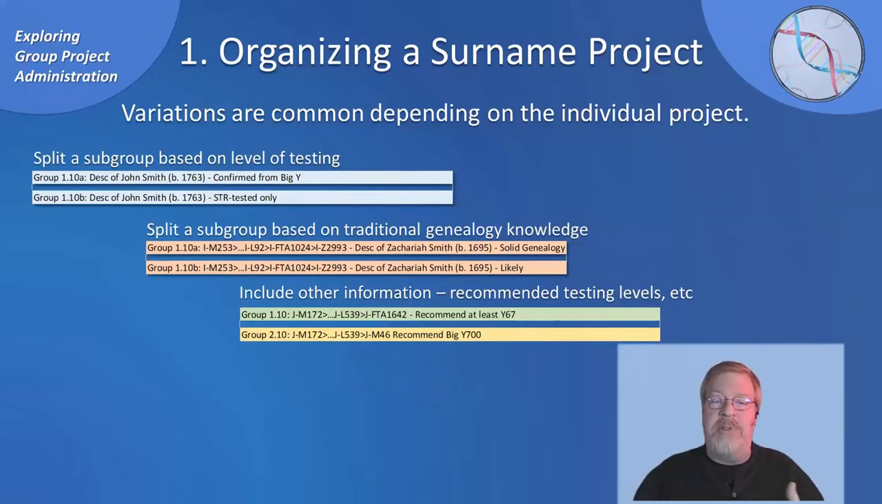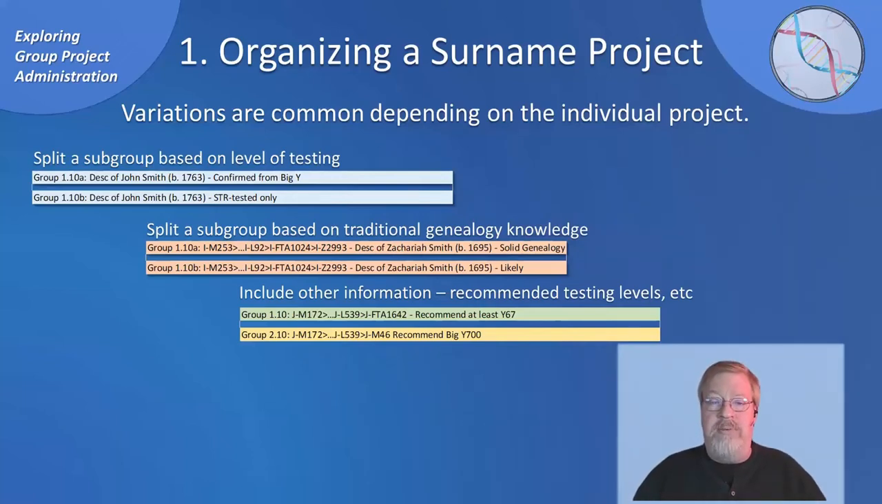The second example says you split it based on traditional genealogy knowledge. I know the people in the first group are solid genealogy back to Zachariah Smith. The others are likely, but they connect to a more recent common ancestor, and I haven't proven that common ancestor connects back to Zachariah yet, but I know that it's pretty likely that he does, and so there are some variations that you can adopt to make this a little more complicated.